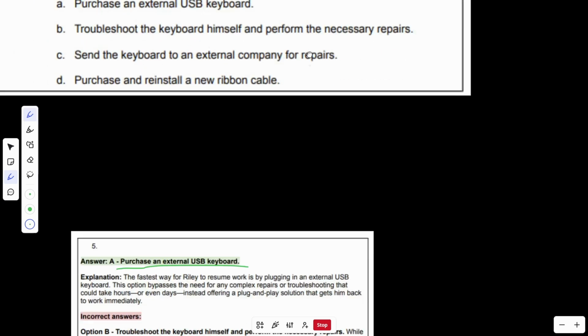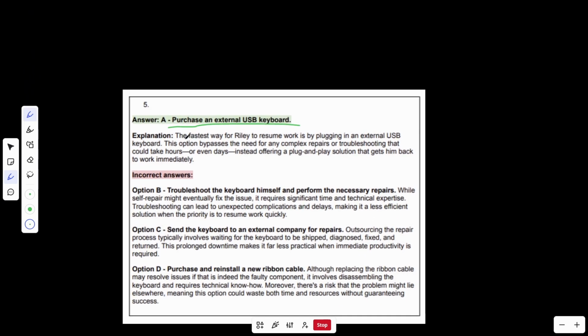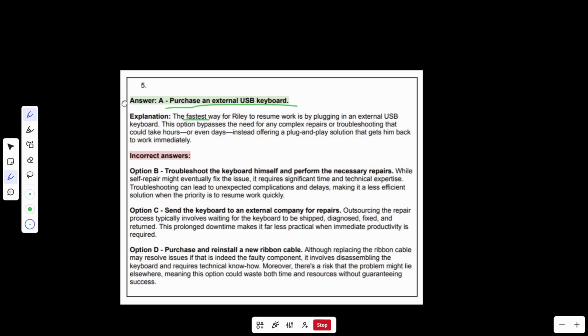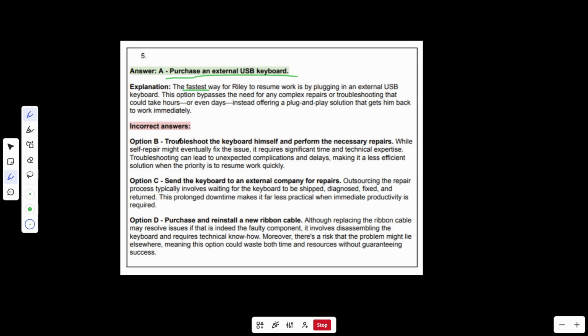That is, the question specified he needed to be fast, all right? So the fastest way for him to resume his work is by plugging in an external USB keyboard. Let's think about these other options that he had there and why we didn't want to choose them.